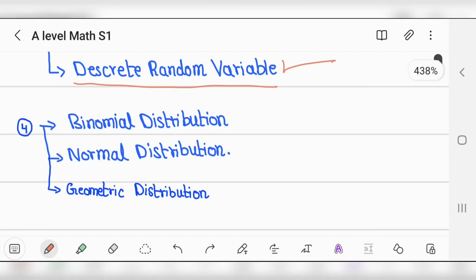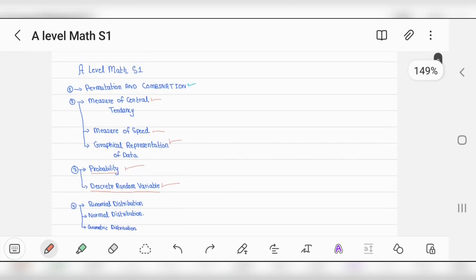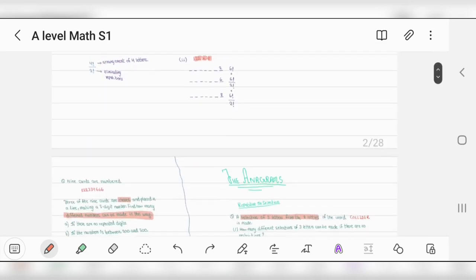This is the last topic, binomial. In this chapter four, we are going to learn about binomial distribution, normal distribution, and geometric distribution, which is new for me. Okay, so let's get right into it. We have done chapter 1, chapter 2, chapter 3. This is the last one, and this is the last chapter of A level math S1. So let's get started.